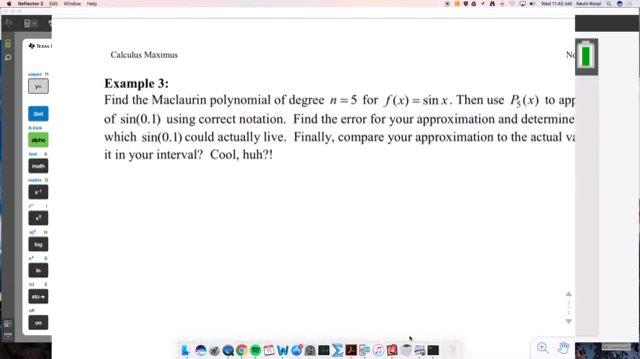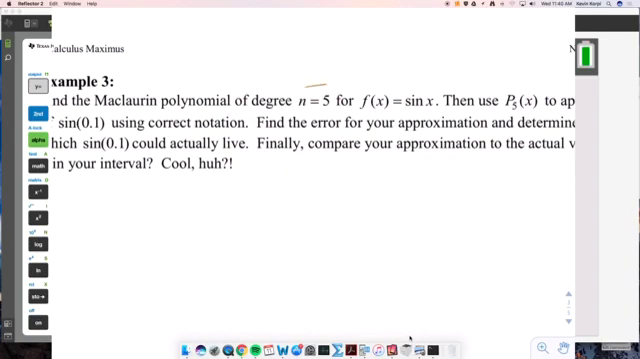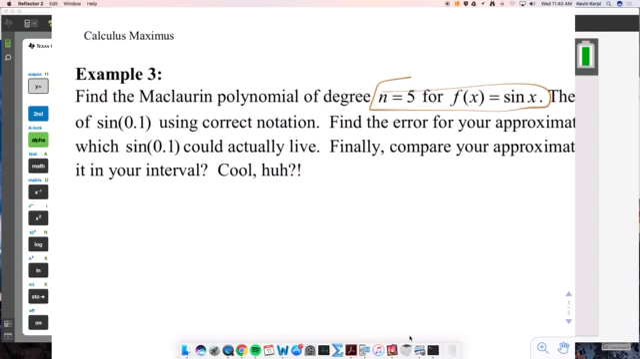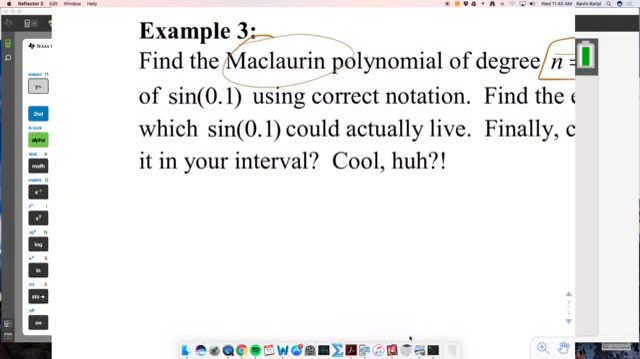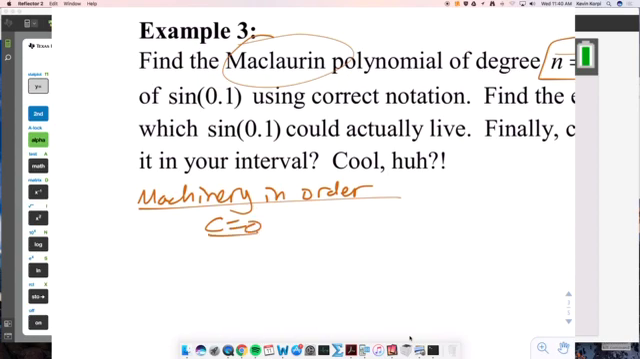Here's what you're going to do. It says to find the Maclaurin polynomial of degree 5 for sine of x. Now, it didn't say the center, so we know we're centering at 0. So here's what I want you to do every time. Let's get our machinery in order before we use it. Identify the center. It's probably the most important piece. The center is 0.